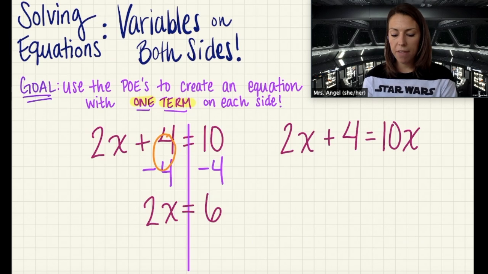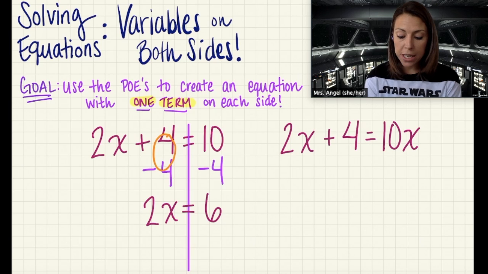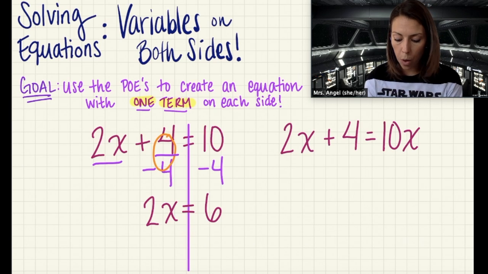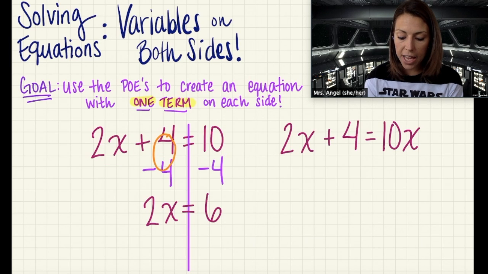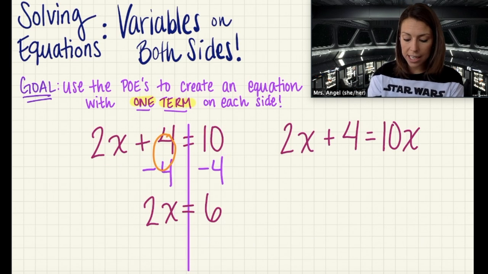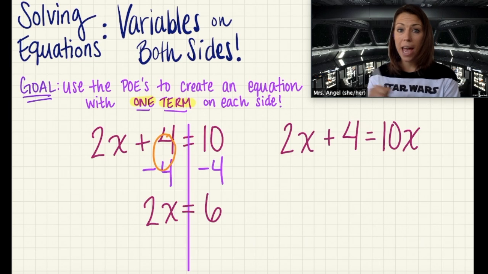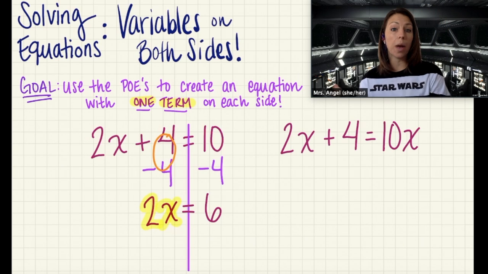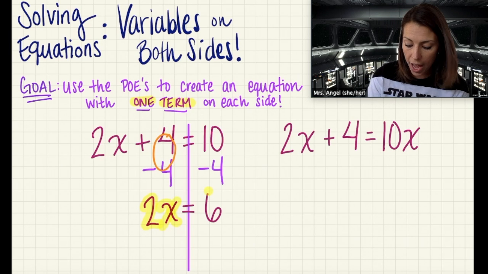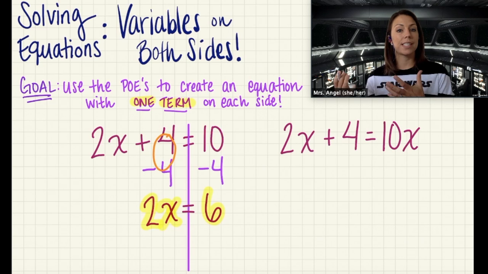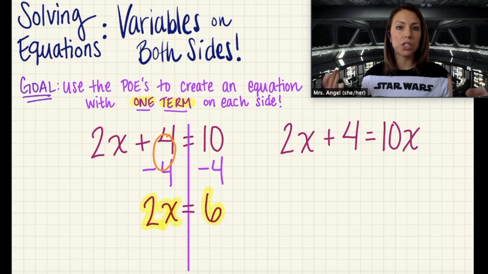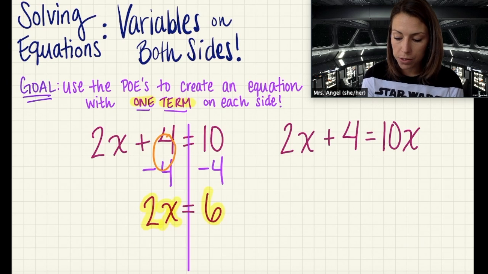Now let's think about what we've actually done. We've taken an equation that originally had 2 terms on the left side and 1 term on the right side, and we've used the properties of equality to get it down to a single term and a single term. The only term left on the left side is 2x, that's 1 term, and on the right we've gotten down to just 6. So we've met our goal on the first equation by choosing to use the subtraction property of equality first.